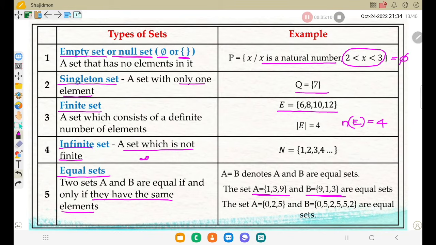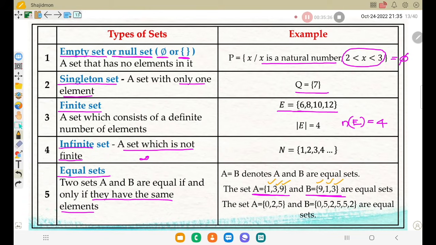You can see these two sets are equal sets. Why? Because 1, 3, 9: 1 is here and also there, 3 is here and also there, 9 is here and also there. The same elements are in both sets. Correct? The order is different, but in a set, order has no importance. You can write the elements in a different order. So {1, 3, 9} and {9, 1, 3} are equal sets.